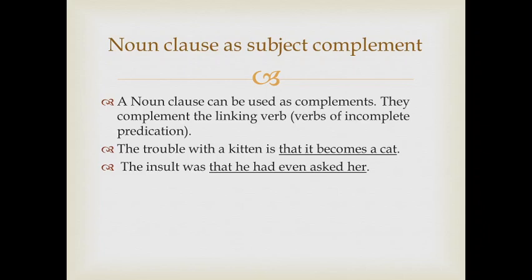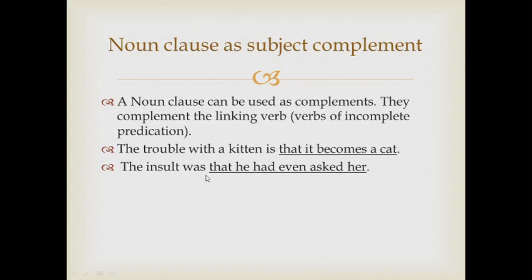The trouble with a kitten is that it becomes a cat. So there is the linking verb or a verb of incomplete predication. So after is there should be something. The trouble with a kitten is that it becomes a cat. So that it becomes a cat is the noun clause there, and the function of the noun clause in that sentence is it functions as the subject complement. The trouble with the kitten is the subject of the sentence. Is the linking verb, and this is a clause that it becomes a cat.